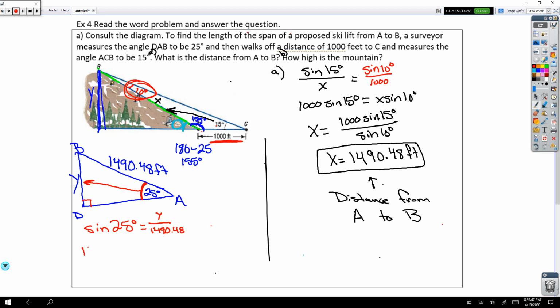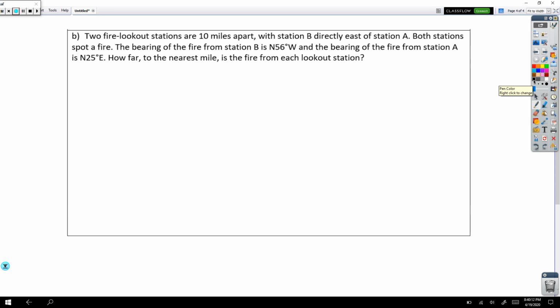Multiply, right? So y would equal 1490.48 sine of 25 degrees. So the height of the mountain would be 629.9 feet. Alright? Alright, last problem. Now this problem's kind of tricky because it deals with coordinates and thinking about north, south, east, and west, which can get a little confusing. So, let's go ahead and get started.